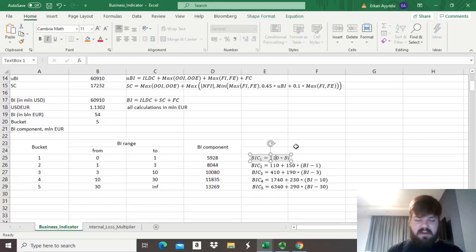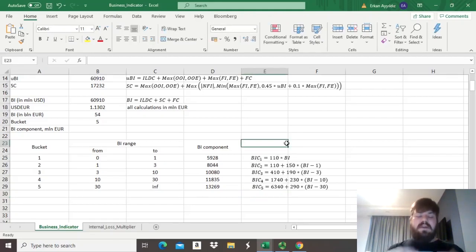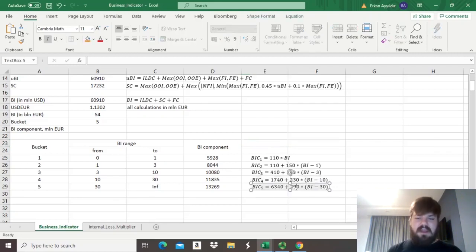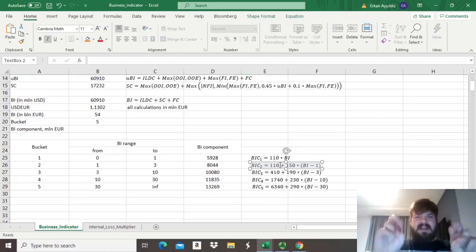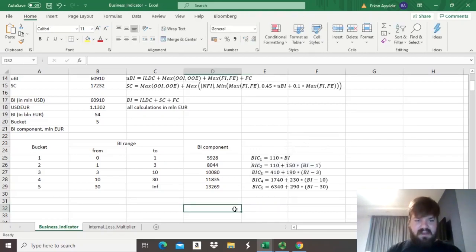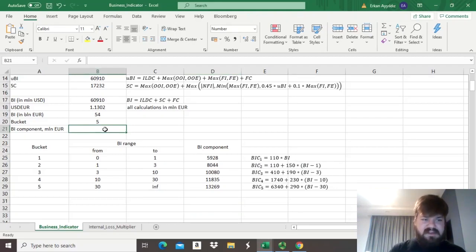So if you're very small, then every billion increases your business indicator component just by 110 million. But if you grow larger, this contribution increases. And again, the useful analogy would be marginal tax rate on various levels of income. And those would be basically tax brackets for the banks. But without further ado, let's figure out what is actually the business indicator component for HSBC.